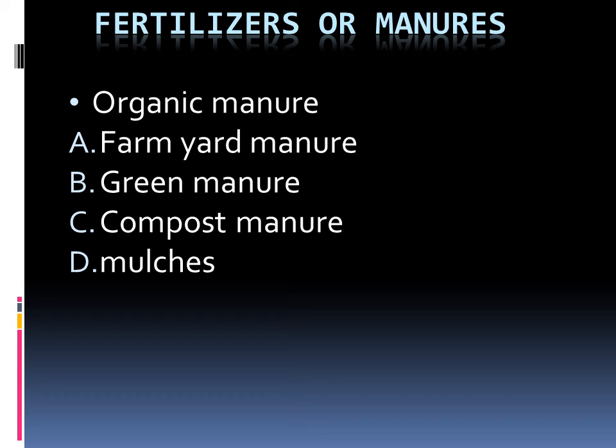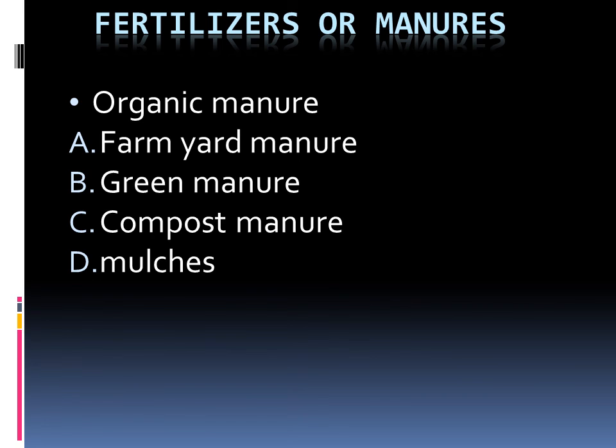Pupils, what are the advantages of organic manure? What is the importance of organic manure? 1. Binds soil particles. 2. Releases the nutrients slowly for a long time. 3. Reduces soil erosion. 4. Improves aeration. Lastly, improves soil structure.